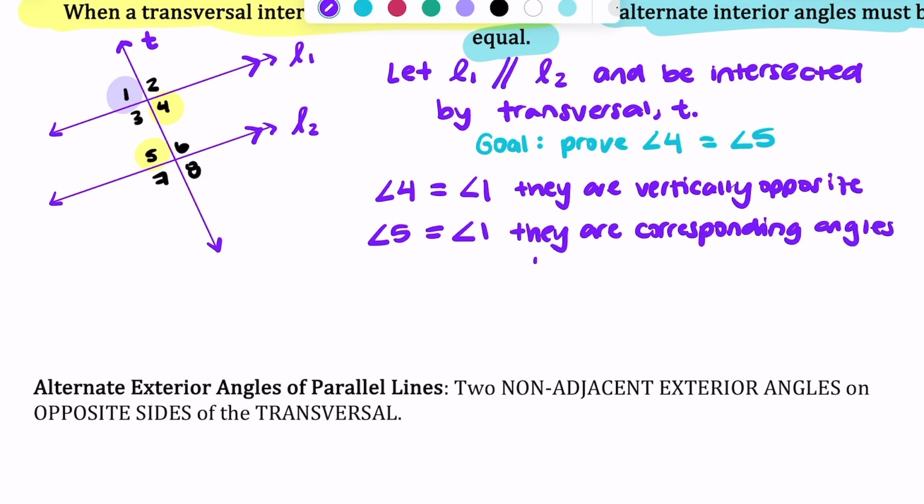Now, a couple of things here. The parallel lines part is crucial because, as we talked about, corresponding angles are only equal if the lines are parallel. So if I simply said they're equal because they're corresponding, well, not all corresponding angles are equal. It wouldn't be enough justification. So I do need to have that part in which the lines are parallel.